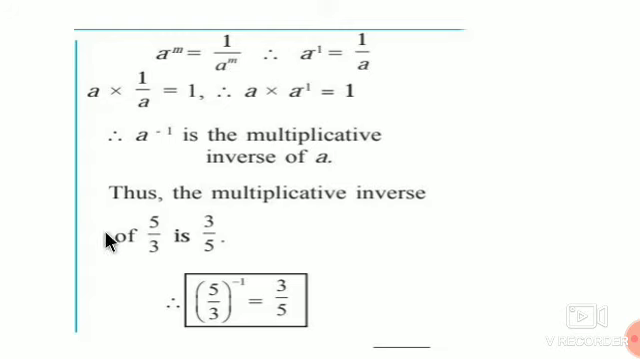Thus the multiplicative inverse of 5 upon 3 is 3 upon 5. We have learnt it already. So if it is given in index form 5 upon 3 raised to the power minus 1, you have to write the multiplicative inverse of it, 3 upon 5. This negative index will be converted to the positive index. Understood it? So this is the question number 2 from the practice set 29. It is very easy.